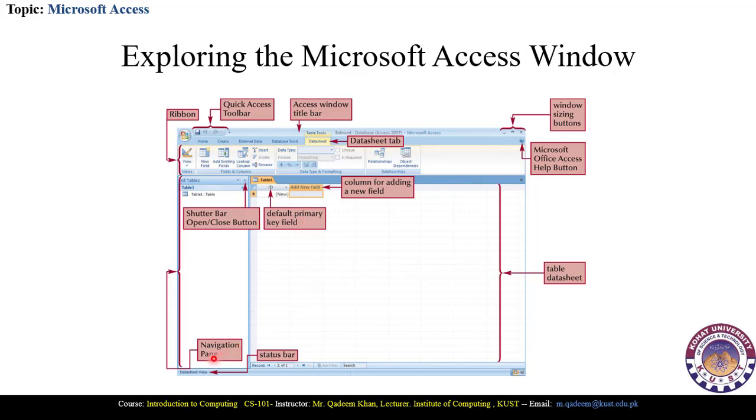Also we have the navigation pane to navigate among different tables. We also have the status bar here. The status bar defines whether we have in fact created the database or not. Here is the table datasheet, which means this is the overall table datasheet in which we can view different tables inside of the databases. So in our examples, we will explore this GUI soon.